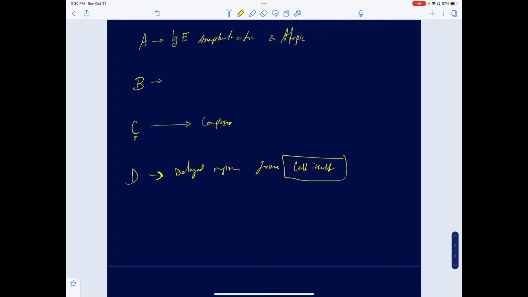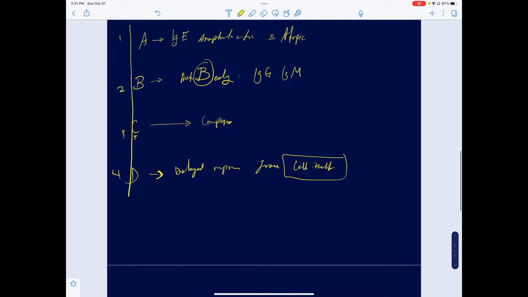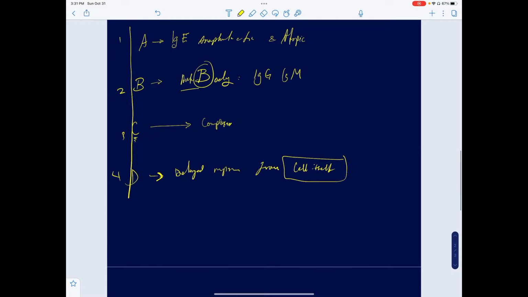Type 2 is B as in antibody. Antibody. And in this case, letter B, the second one. 1, 2, 3, 4. Second one, and it has 2. And we call it what? Antibody mediated hypersensitivity reaction.